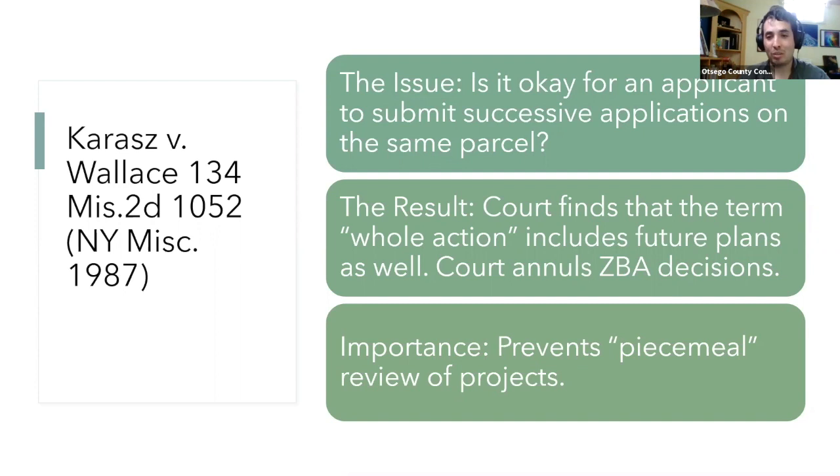And this question is important to ask because the SEQRA regulations require it. And so they say, well, we're thinking about maybe building another 10,000 square foot office building on a site where they already have a 50,000 square foot office building. It's important that you consider those two buildings together rather than individually.